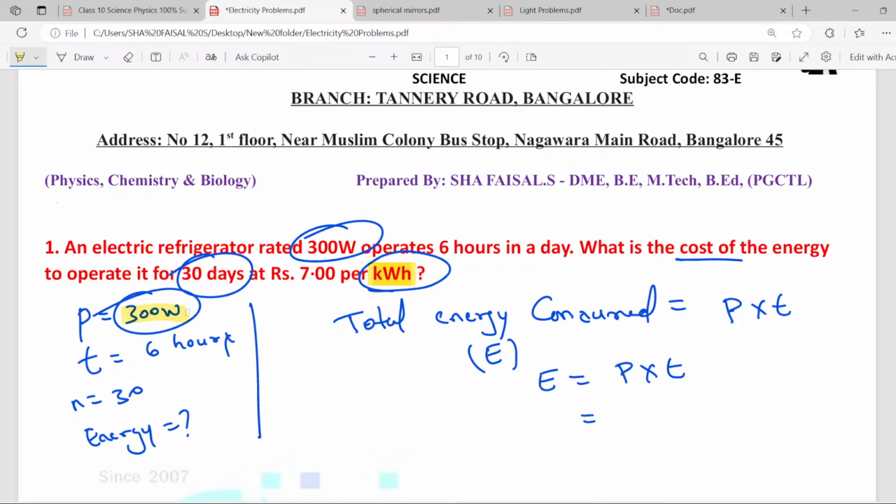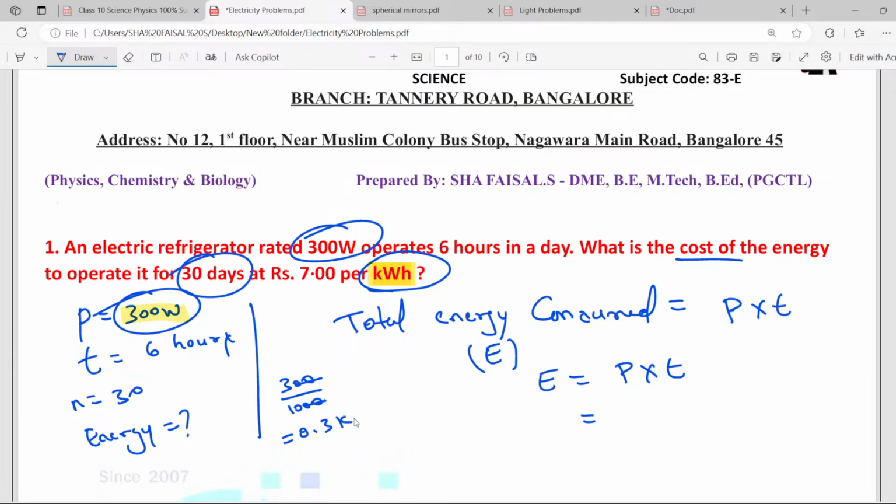So 300 watt, here only shall we convert into kilowatt. If you want to convert into kilowatt, so 300. Are you getting, children? So 300 divided by 1000. If you do 300 divided by 1000, 3 by 10 will become 0.3 kilowatt. So what is the power? 0.3 kilowatt. How much time? 6 hours. So 0.3 into 6, you may get 1.8. So 1.8 kilowatt hour.